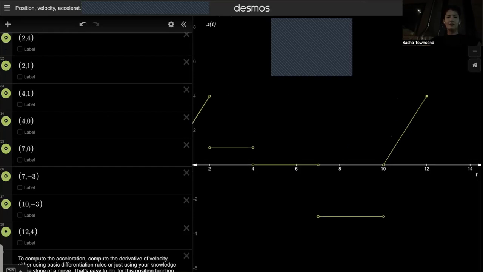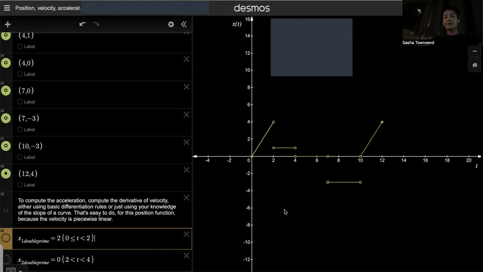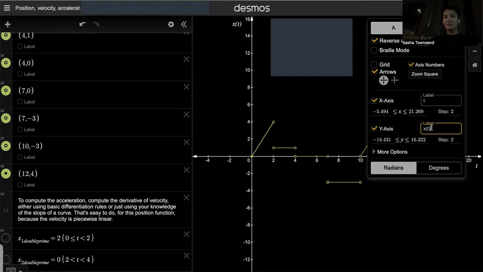This is our graph of the derivative. And then, of course, this is piecewise linear, so it's very easy to see what the acceleration would be. If we want to graph the velocity, it's going to be almost exactly, or this is the graph of the velocity, excuse me. I guess we should call that v of t.